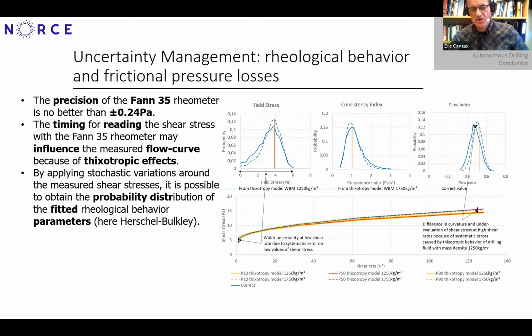Uncertainty is also associated with the rheological behavior. Here, if you get the FANN 35 rheometer information, the maximum precision you can get from that is plus or minus a quarter of a Pascal, if you are really lucky and have a good mud engineer. Because of that, your rheological behavior is quite imperfectly captured by the FANN 35 rheometer. And you need to account for that for any pressure losses that you calculate afterward, because this uncertainty will play a role in the pressure gradients that you can calculate.